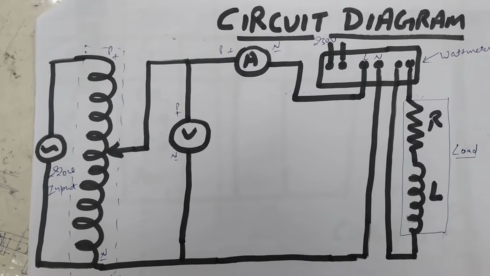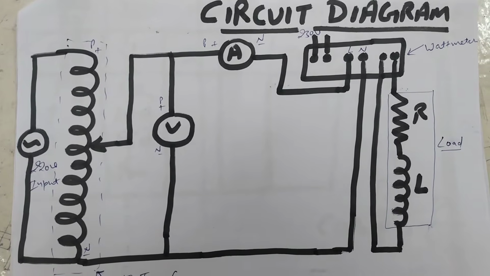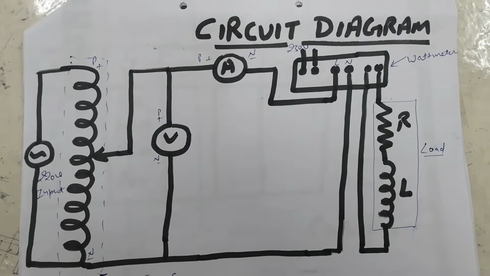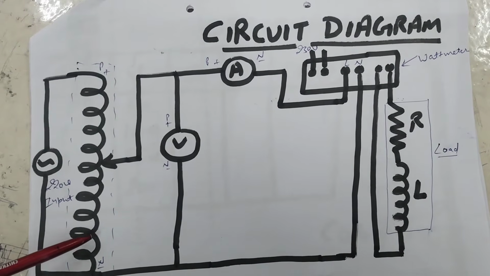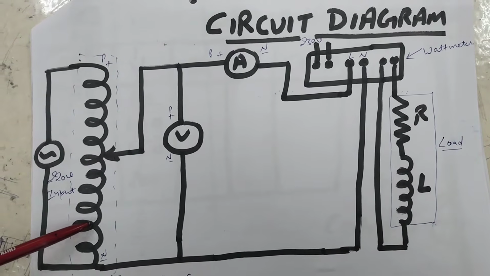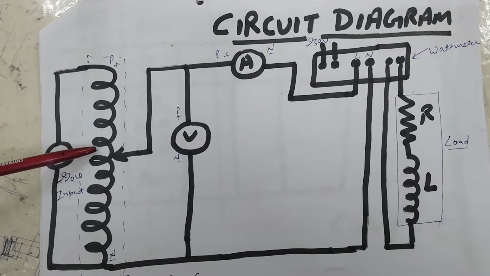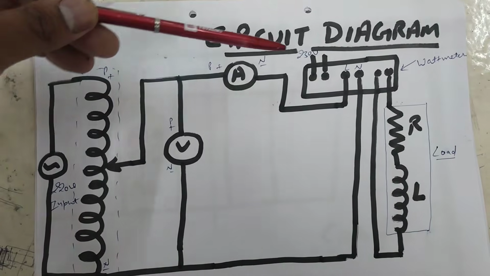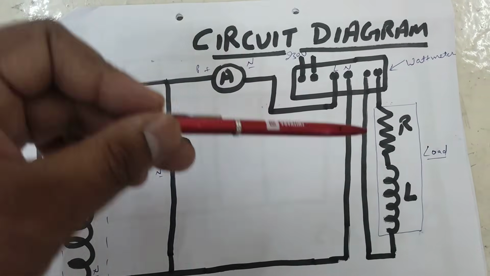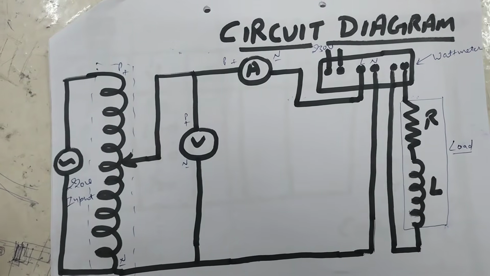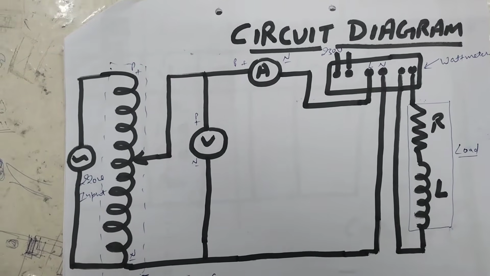Here you see the circuit diagram of the RL series circuit. In this circuit diagram, this is our auto transformer. This is the voltmeter that is connected in parallel with the auto transformer. This one is our ammeter, this one is our wattmeter, this one is the resistive load, and this one is the inductive load, connected with the 220 volt power supply.